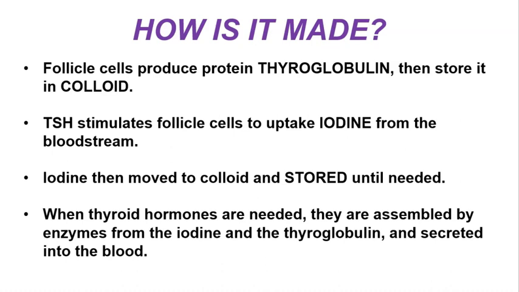Additionally, TSH from the anterior pituitary stimulates the follicle cells to uptake iodine from the bloodstream and store it in the colloid. Iodine is obtained from dietary sources such as seafoods or iodized salts. When thyroid hormones are needed, enzymes that are located in the thyroid gland will attach the iodine to the thyroglobulin. Then after the hormone is assembled, it's secreted into the bloodstream. So this means that the raw components of it, like the iodine and the thyroglobulin, can remain stored in the follicles until they are needed.